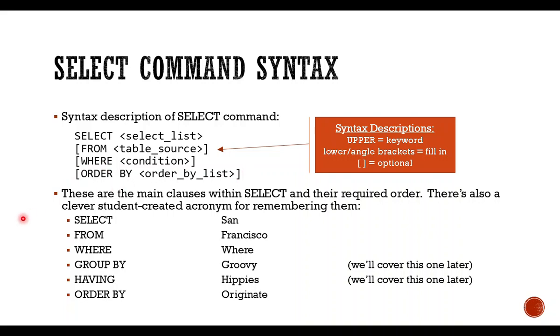The other thing that we want to know here is that in the select command, you must have the clauses in the proper order. There's a little acronym that a student came up with that I really like, and so it's stuck. Here it is: San Francisco, where groovy hippies originate. You must put these select command clauses in the proper order, and here's the order. S is for San, here's the select. Then comes from, then where, then group by, having, and order by.